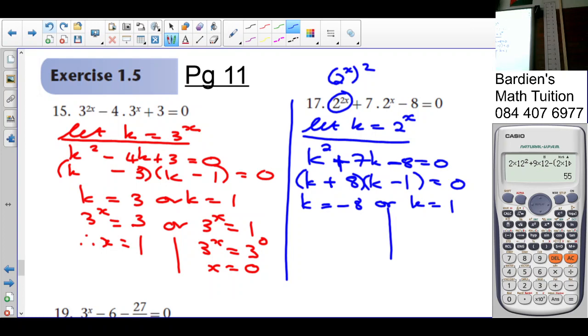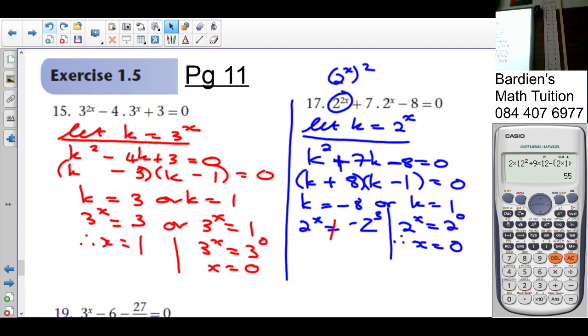But what is k? 2 to the x is equal to negative 8, which is negative 2 cubed. Is the base the same? No, so this one is not going to work. Let's say it's there. What is k? 2 to the x. So 2 to the x is equal to 2 to the 0. Therefore, x is equal to 0. You guys okay with that?